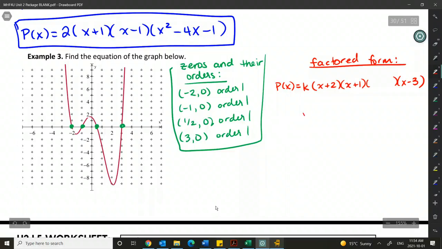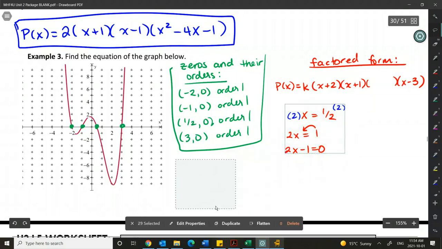So if you're not sure, set x equal to a half, and then you multiply the 2 up and bring the 1 over so that x gets isolated. So we'll get 2x equals 1, and then you'll get 2x minus 1 equals 0 to get the binomial from that intercept when you have a fraction like that.